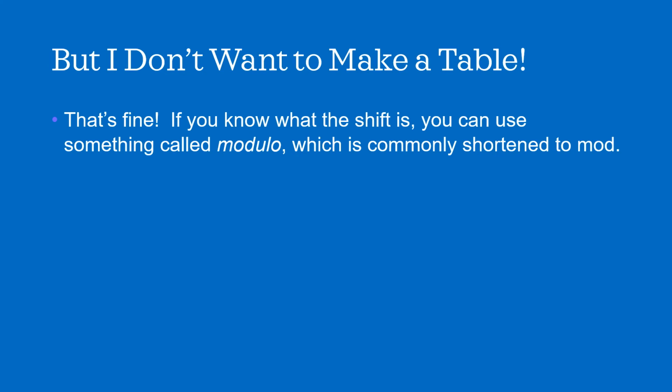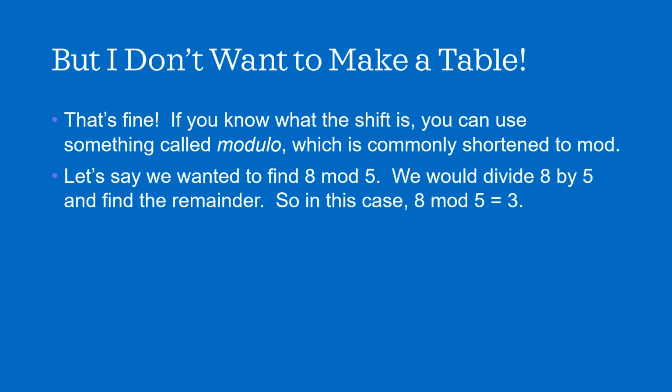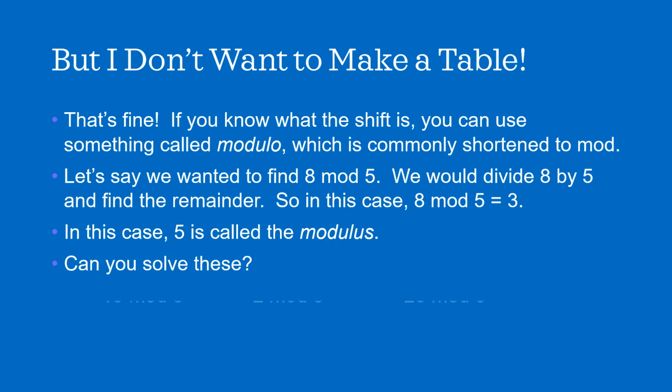If I do not want to make use of the table, maybe I can use something called modulo. Usually it is written as mod. If I want to find 8 mod 5, 8 mod 5 is nothing but 3. That is, when 8 is divided by 5, the remainder is 3. So when we use modular arithmetic, we always find 8 mod 5 is 3, and 5 is called the modulus. Now suppose I have 19 mod 5.